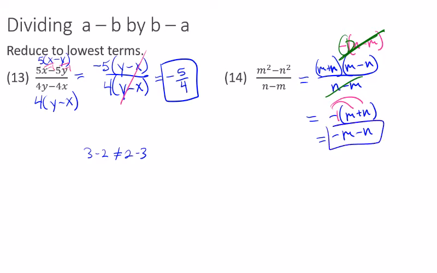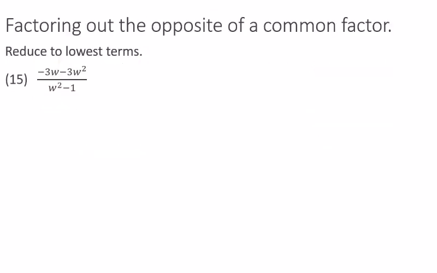All right, and that's it. Let me know if you have any questions. Just kidding. We have one more problem left. Thought that was it. So factoring out the opposite of a common factor. So reduce to lowest terms.